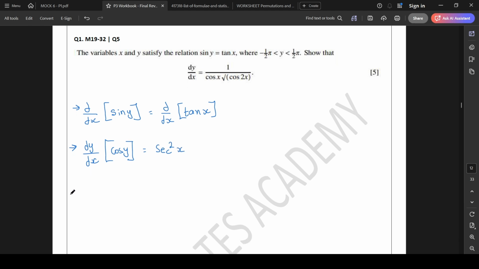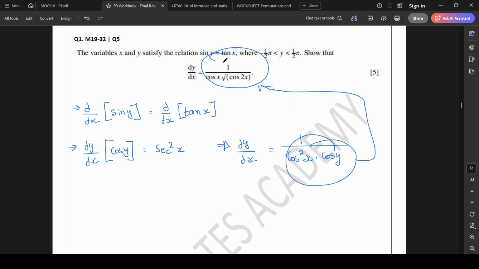Now if I make dy/dx the subject of formula, this implies dy/dx is equal to sec square x, which is nothing but 1 by cos square x, multiplied with cos y. Now if you relate this with what you have to prove, most students are struggling over here only, that how can I go from this format to this format.